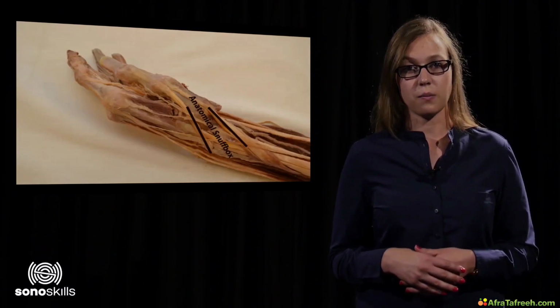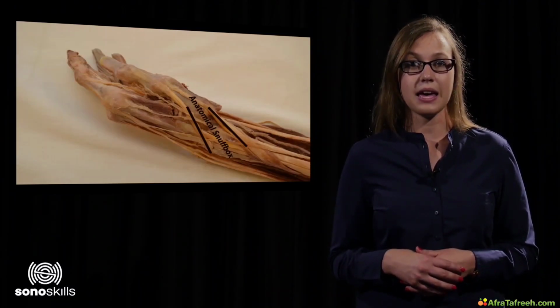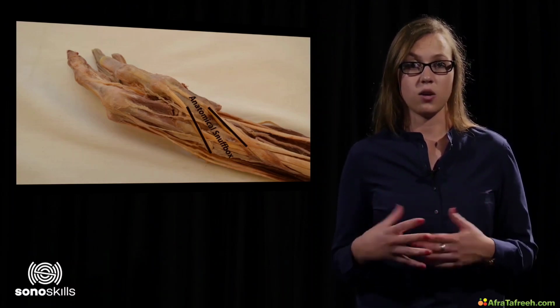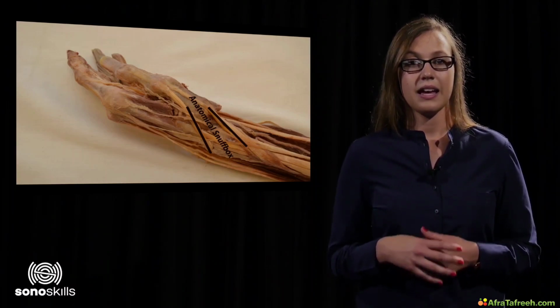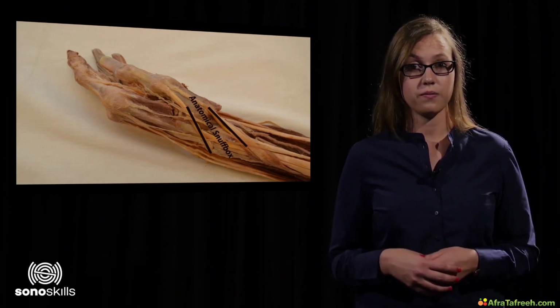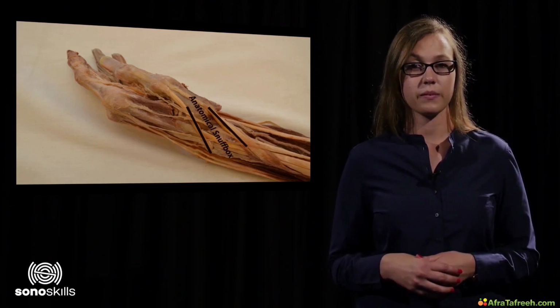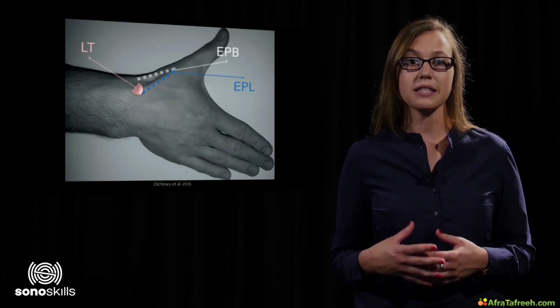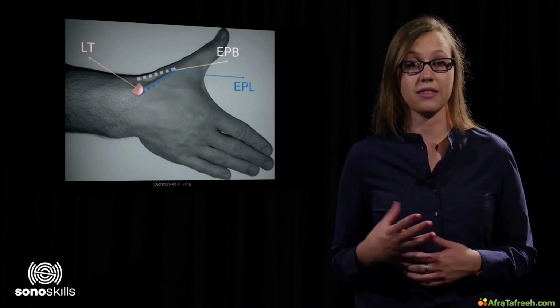The EPL of compartment 3 and the EPB and APL of compartment 1 together create the anatomical snuffbox. This anatomical snuffbox was used in the past to sniff tobacco, hence its name. The anatomical snuffbox becomes visible when adopting the same hand position as shown in this image.